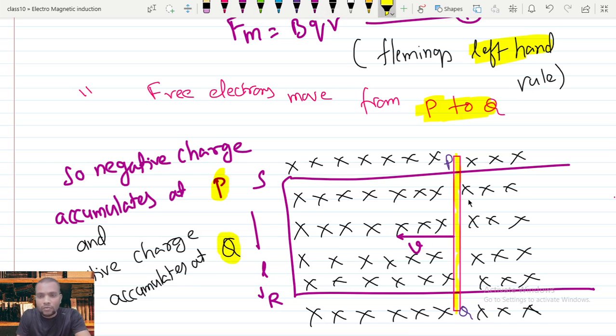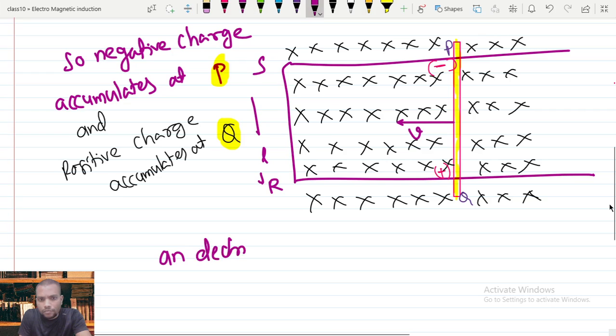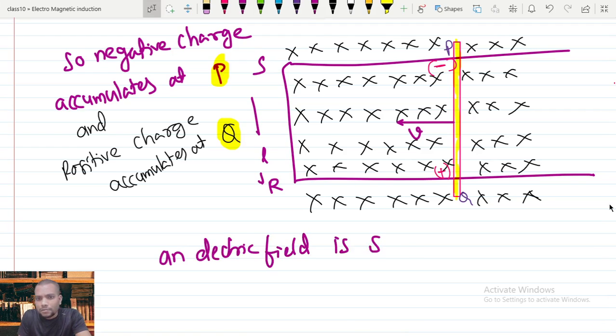So this is what we need. If I label it here, the negative charge is accumulating here and the positive charge is accumulating there, so we can expect an electric field E is set up in the conductor from Q to P. Yeah, because of the charge separation, an electric field is set up from Q to P.